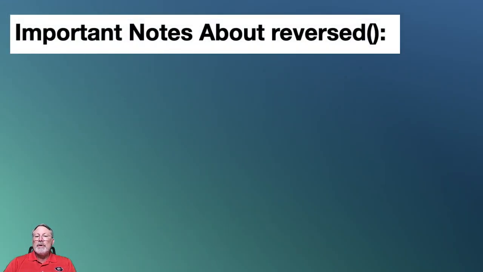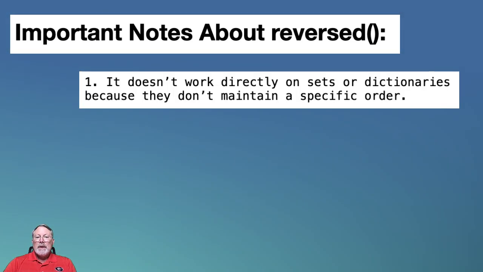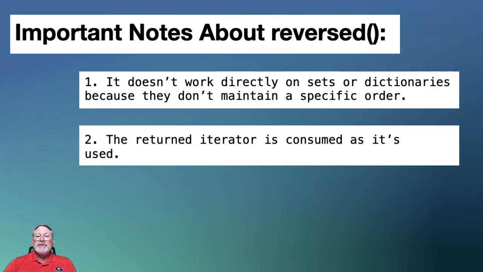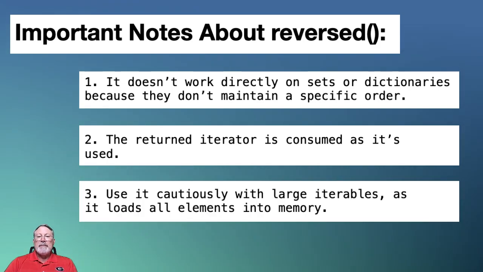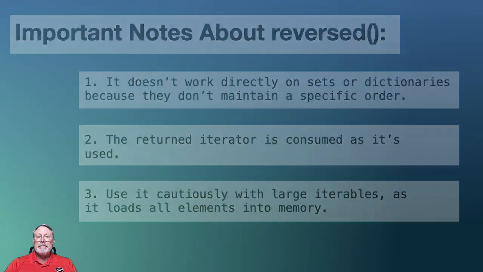Here are some important points about reversed. It doesn't work directly on sets or dictionaries because they don't maintain a specific order. The returned iterator is consumed as it's used. Convert it to a list if you need to access the reversed data multiple times. It's memory efficient, especially when working with large sequences.